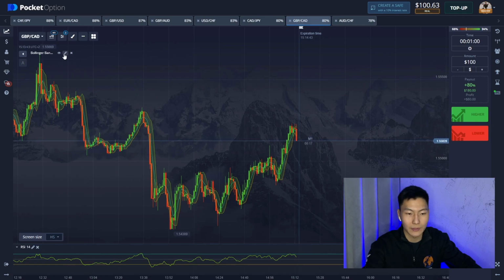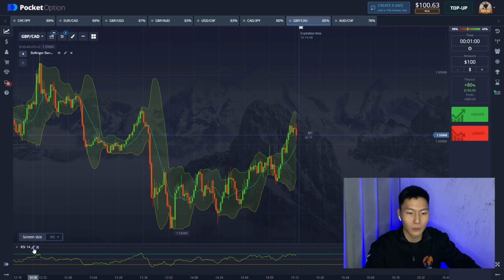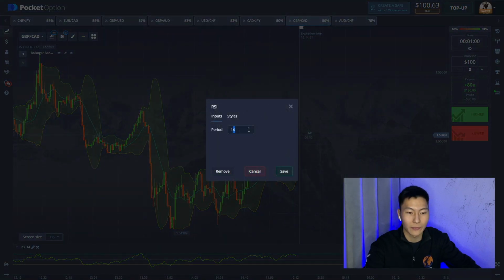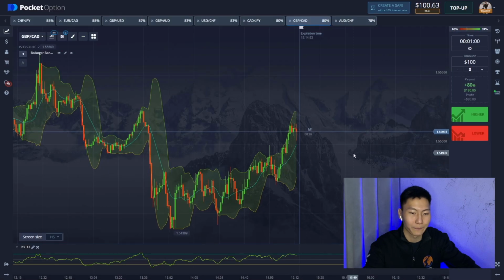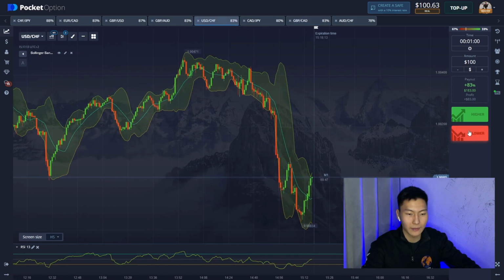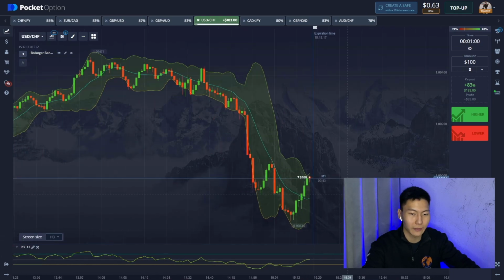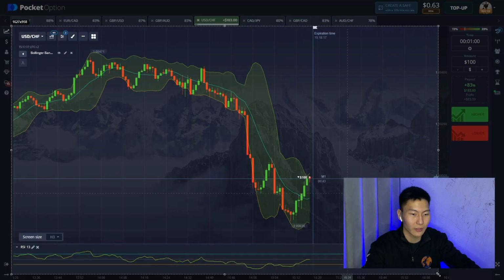So we are gonna use this setup of indicators today, and don't forget to set the period to 13 and the deviation 2 on the Bollinger Band, and also set the period to 13 on the RCI. So we got it. So let's start analyzing. Here we go, we see a nice trade entry. Let's open a short position, take a look.